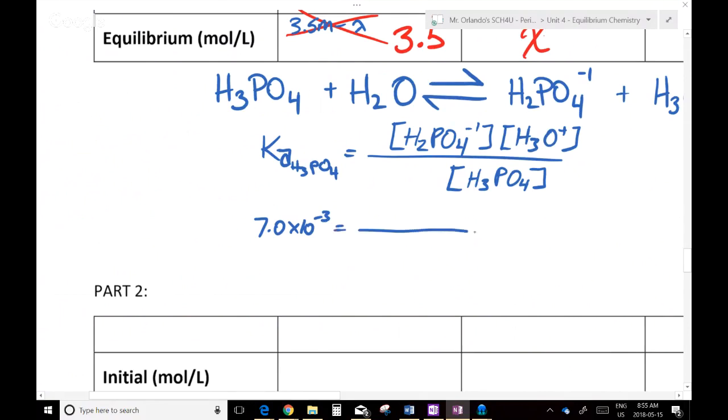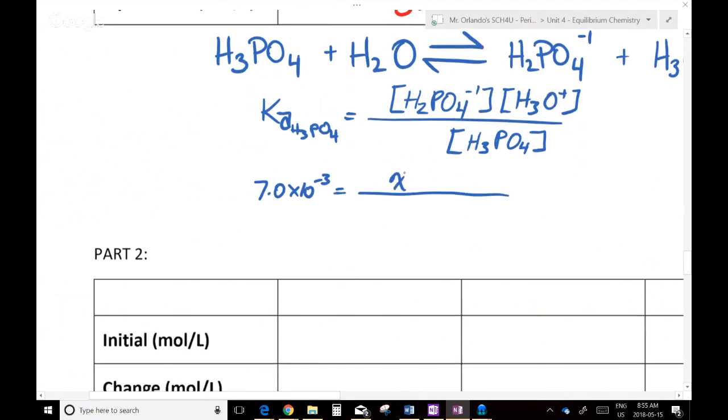Is equal to x times x divided by, what did we say this is? 3.5. And I'm going to exclude the units there for simplicity's sake. So we already tested this number against that to say that 3.5 isn't going to change appreciably, but that's still the number we use. Okay?